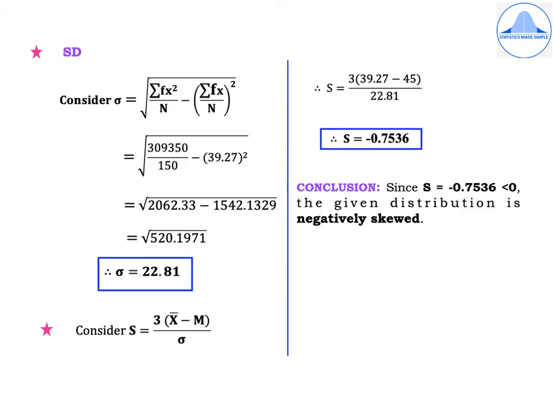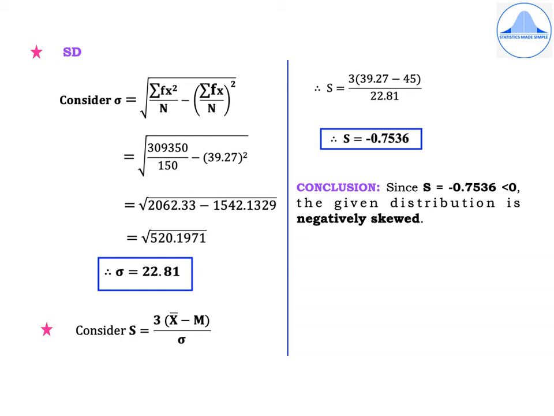Next, calculate the standard deviation. So consider sigma equal to root of summation fx square by capital N minus summation fx by N the whole square, which is equal to root of 3,09,350 divided by 150 minus 39.27 the whole square, which is equal to root of 2062.33 minus 1542.1329, which is equal to root of 520.1971, which gives sigma equal to 22.81.